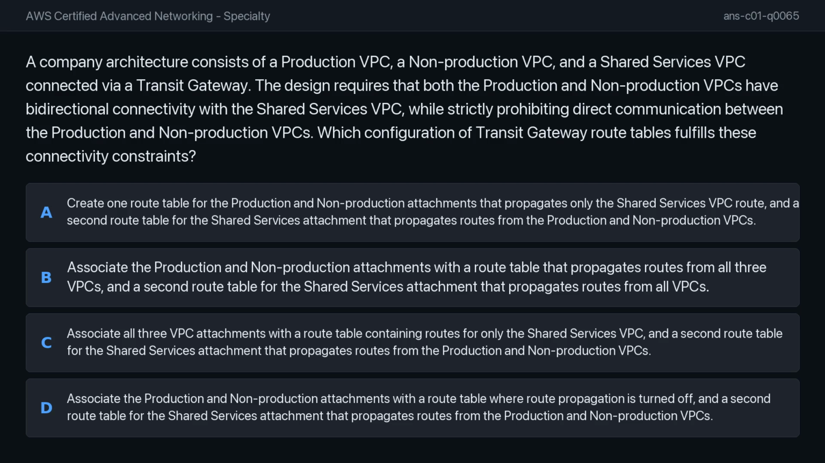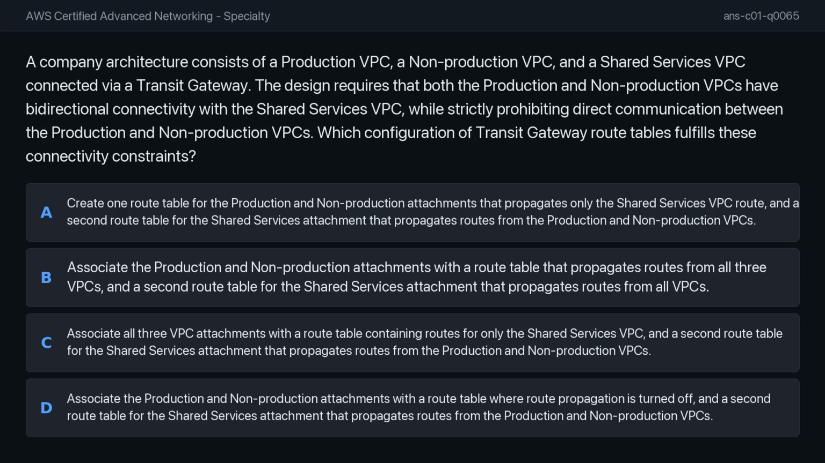Option C, associate all three VPC attachments with a route table containing routes for only the shared services VPC, and a second route table for the shared services attachment that propagates routes from the production and non-production VPCs. Option D, associate the production and non-production attachments with a route table where route propagation is turned off, and a second route table for the shared services attachment that propagates routes from the production and non-production VPCs.